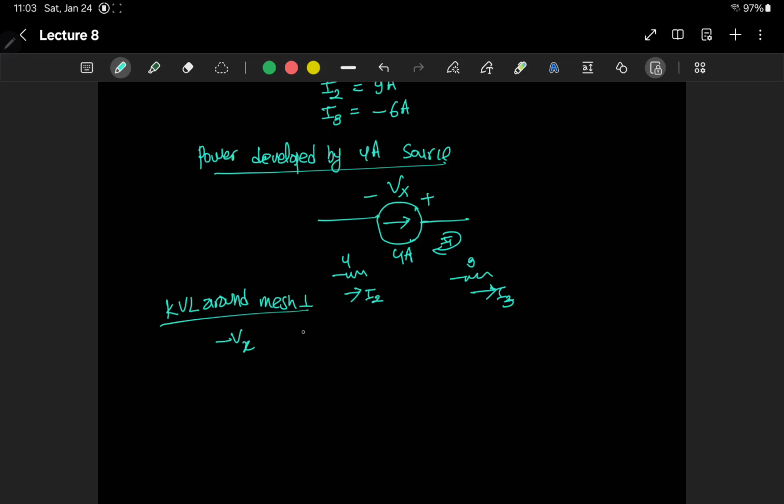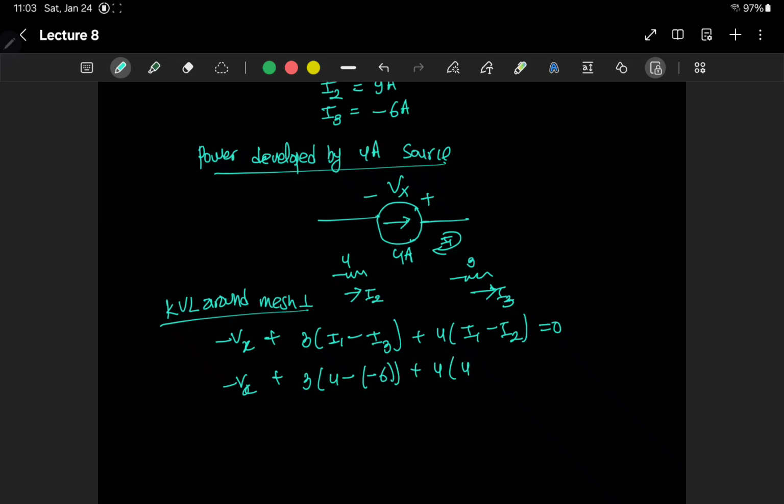KVL around mesh 1: minus Vx plus 3 times I1 minus I3, since the current I3 was flowing in the opposite direction, plus 4 times I1 minus I2 is equal to 0. So minus Vx plus 3 times I1, which is 4, and we already calculated I3, which is minus 6 ampere, plus 4 times I1, which is 4 again, minus I2, which was 9 ampere, equals 0. If we calculate Vx from this equation, you will get 10 volt.